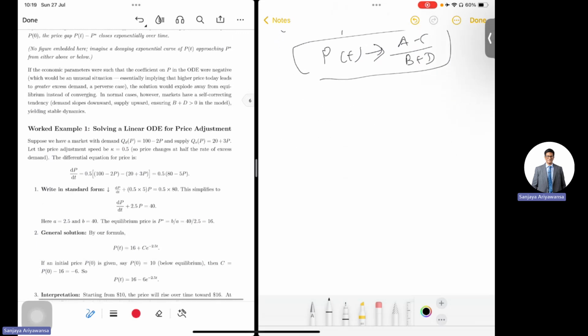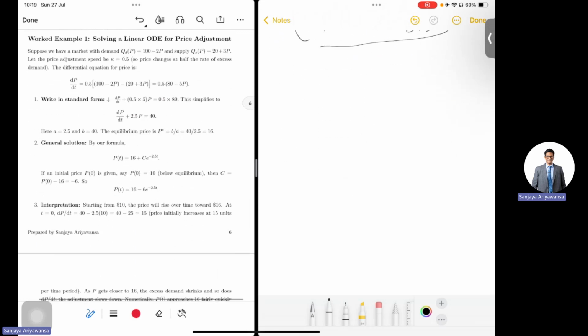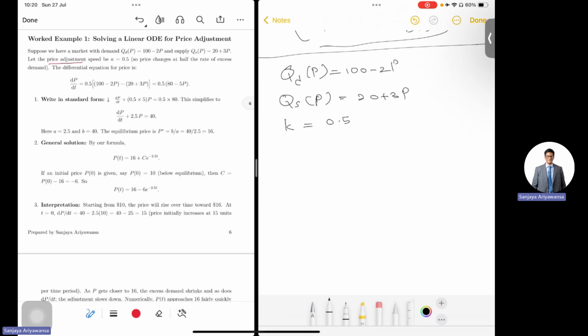Let's look now, leaving aside all these algebraic terms, at a numerical example of this market price pricing mechanism model. So we are told quantity demanded is a function of P, and that is given by 100 minus 2P. Quantity supplied is given by 20 plus 3P, and we are told the price adjustment coefficient K is 0.5.